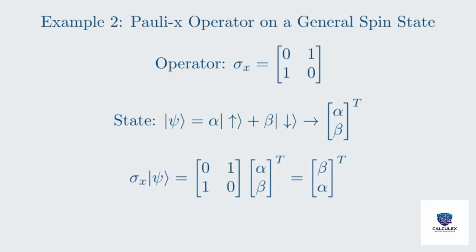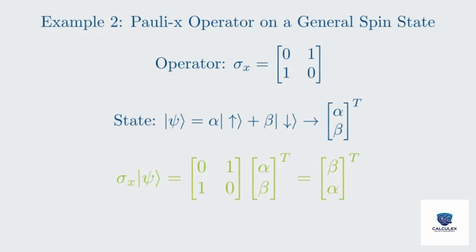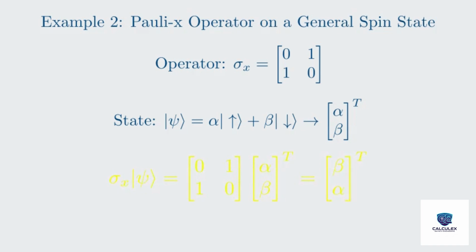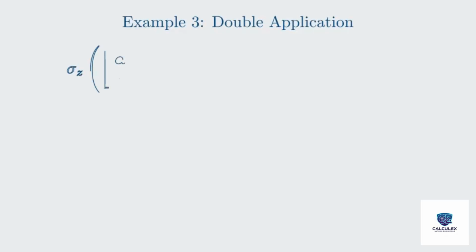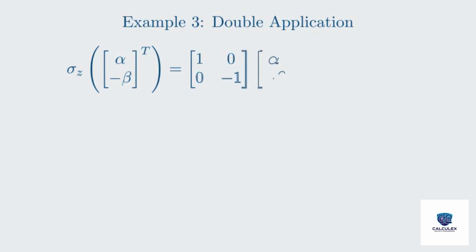This operator, which represents a measurement of spin along the x-axis, flips the coefficients of the spin-up and spin-down components. It transforms the state vector. As a third example, what happens if we apply sigma z again to the state we got from the first example? Sigma z acting on A gives us A. This is our original state vector. This means that applying sigma z twice brings the system back to where it started.